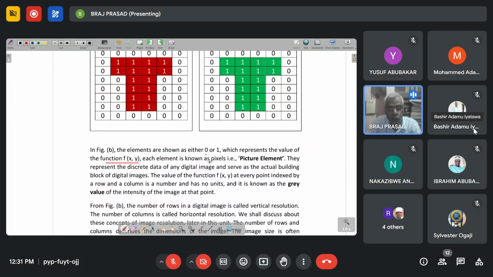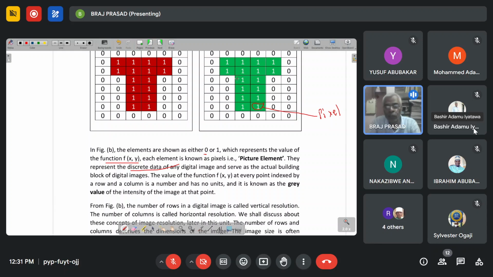Each element is known as a pixel. This is also known as a cell, or in a computer we know it as a pixel. That is, a picture element. We can also say this is our picture element. They represent the discrete data, I mean either 0 or 1 of any digital image, and serve as the actual building block of digital image.